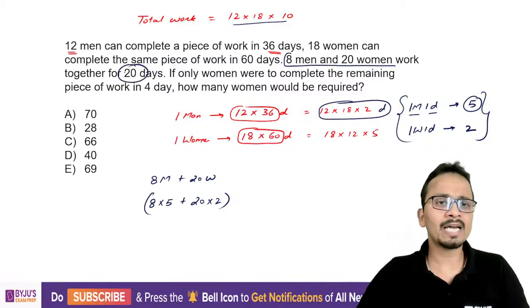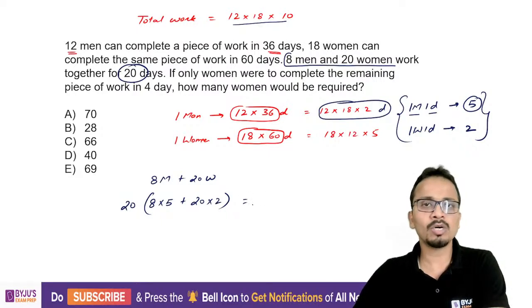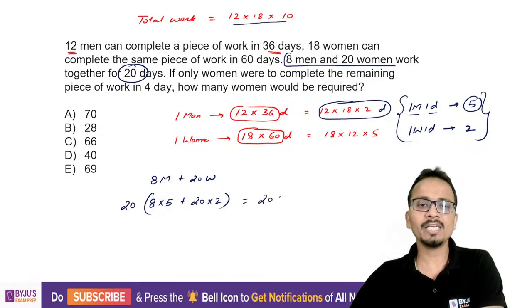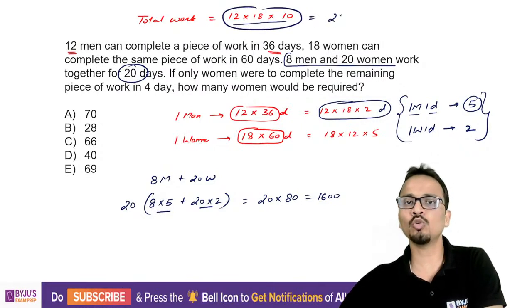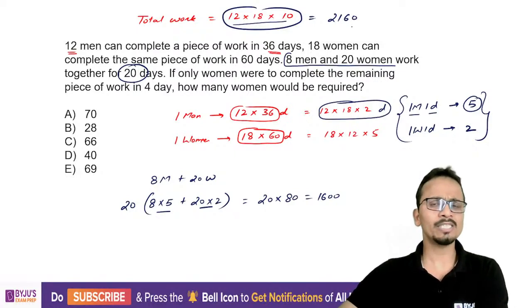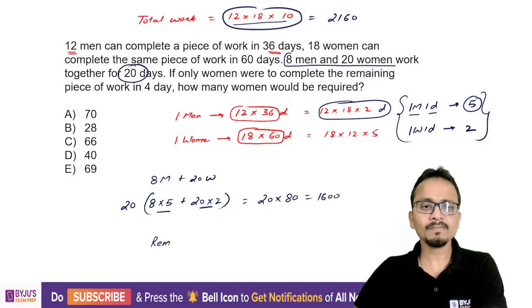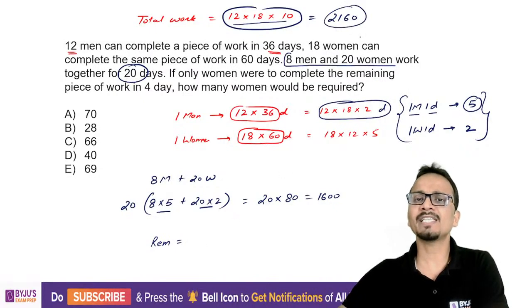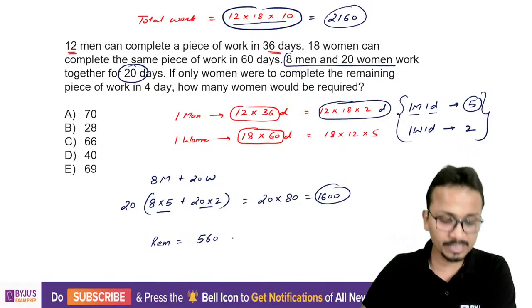And इन्होंने कितने दिन के लिए काम किया है? They have worked for 20 days. So multiply it by 20. So this much work is already finished. So 20 into 40 plus 40 is 80. That is 1600 units of work is already finished out of a total work of this much, which is 2160. So 2160 total work hai, out of which 1600 units of work has already been finished. So remaining work will be equal to 2160 minus 1600, that is 560 units of work is remaining.